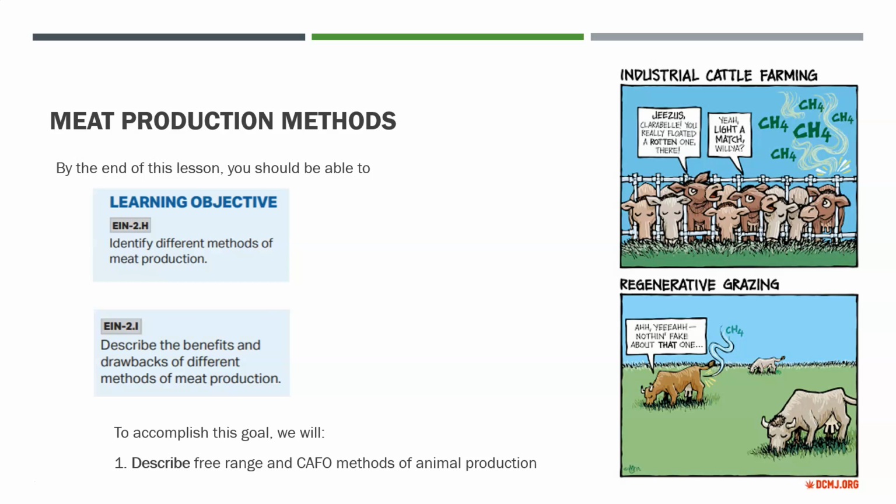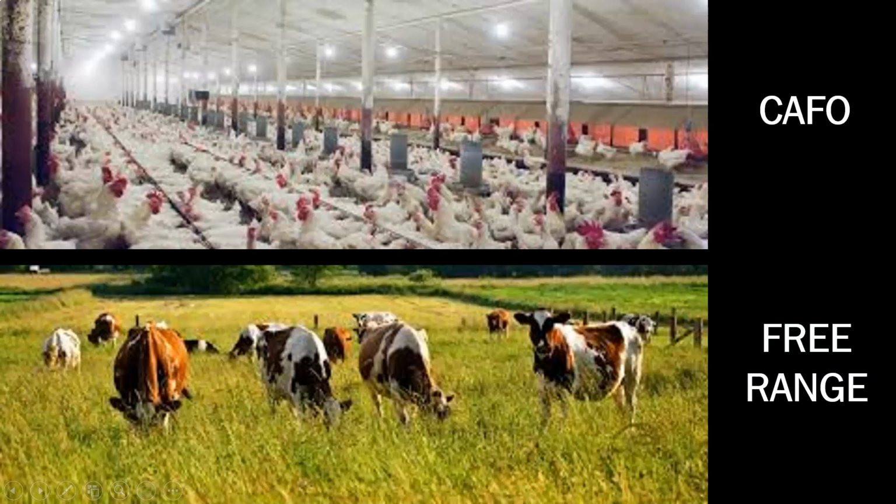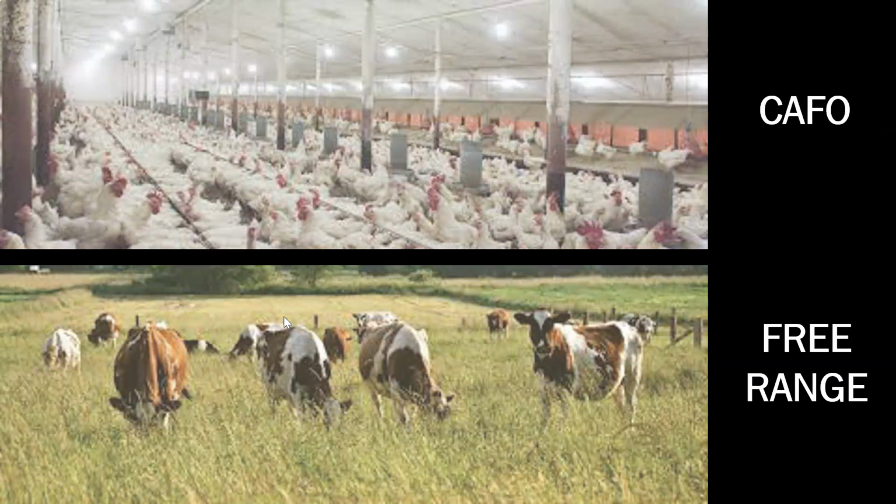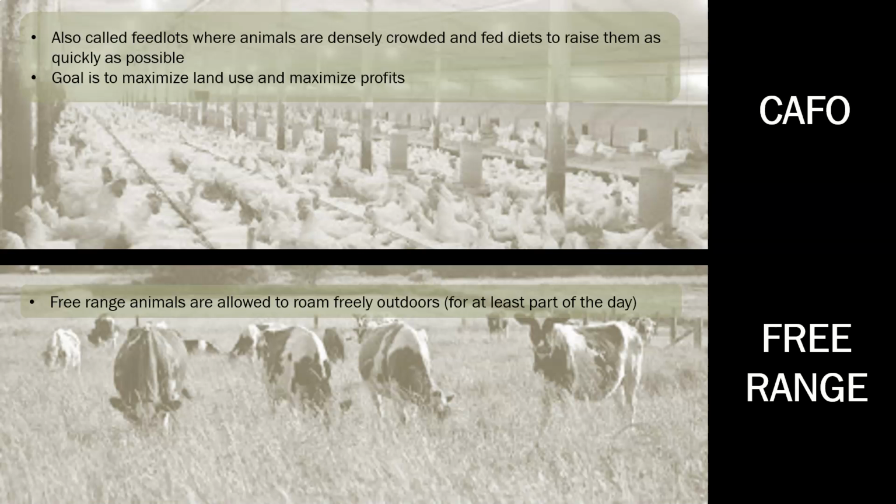methods of animal production. So here are two different ways that meat animals are grown for production. The top is what's called a concentrated animal feeding operation. The bottom is what we call free range, or animals that are allowed to spend time out on pasture. So the top one is also called a feedlot.